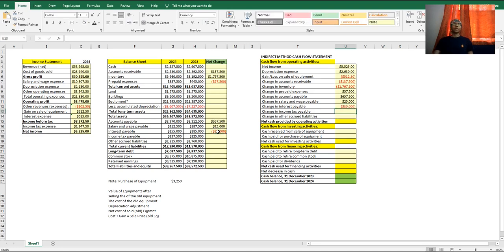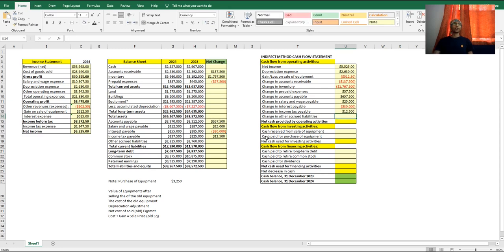Change in income tax payable. Let's see if there is an increase or decrease. There is an increase. So this will be entered as a positive number or a net cash inflow number.